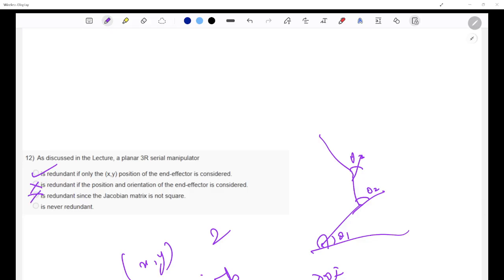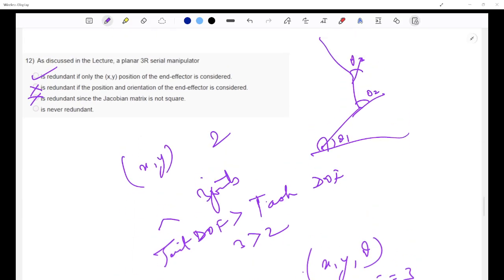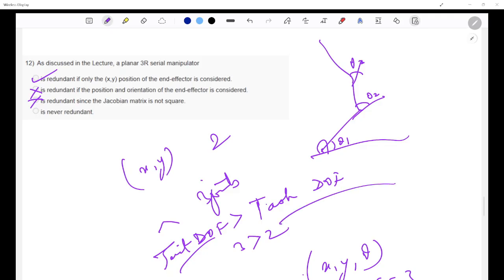The fourth option is never redundant. This is clearly false. We just saw that if only position is considered, 3 would be greater than 2, because the joint degrees of freedom would be greater than task degrees of freedom, so redundancy exists. Infinite joint solutions would be possible, which is exactly redundancy. Okay, let's move to the next question.